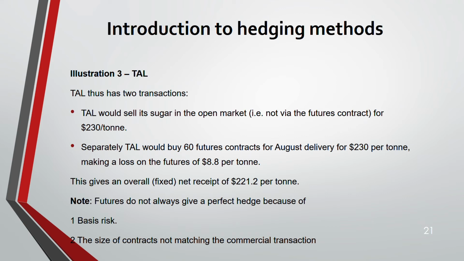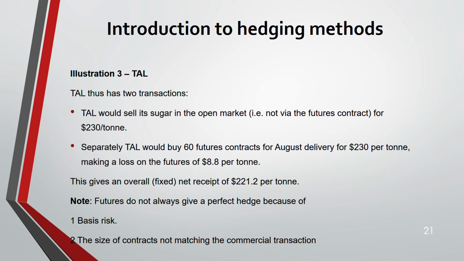Second is the size of the contract not matching the commercial transaction. Sometimes you need to calculate how many contracts you need to hedge a position. Sometimes it's 5, sometimes it's 5.6. If it's 5, it's a perfect hedge. What if it's 5.6? Is it a perfect hedge? No. Why? Because you can never take 5.6 contracts. Can you go for a 5.6 contract? Yes, in calculation you are getting 5.6, but you either go for 5 or 6. So you are either going for less or more.